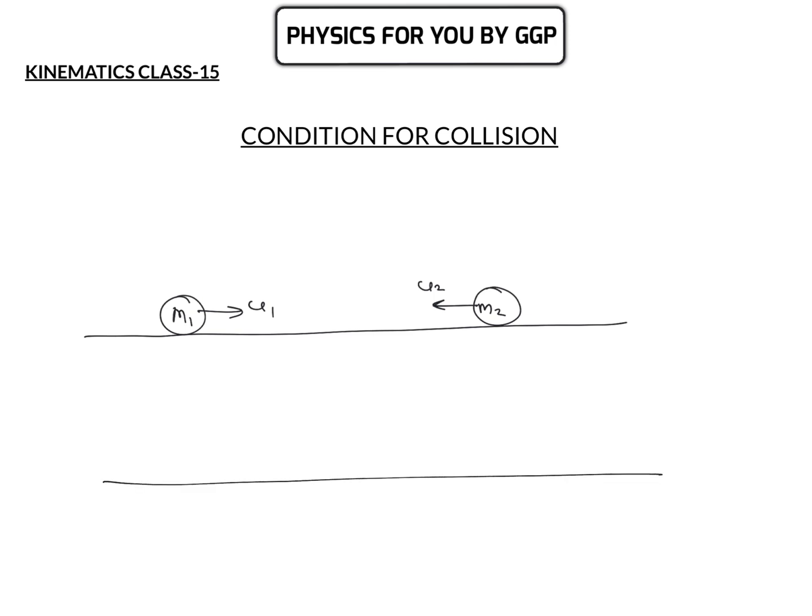Same as that, if you are considering a situation where there is an object 1 moving towards the right with the velocity 20, and there is another object 2 moving towards the right with the velocity 10, we can say that in this situation also, after some time, object 1 will make a collision with object 2.